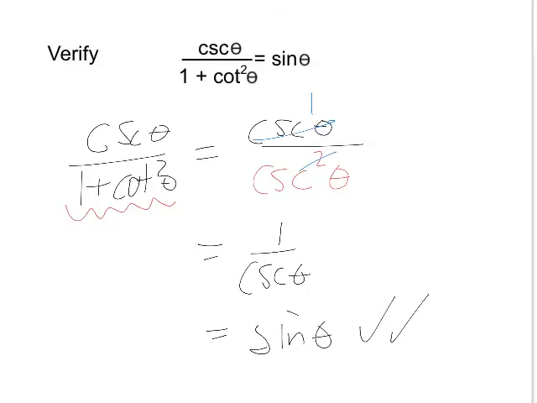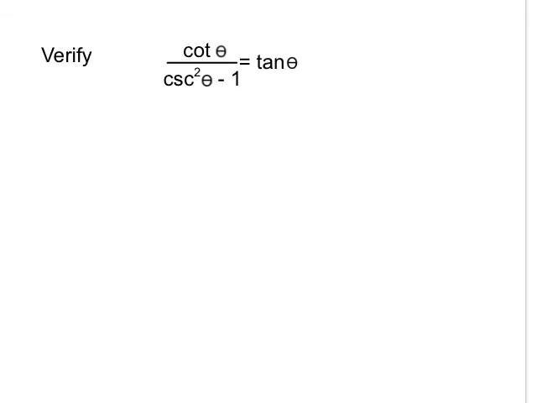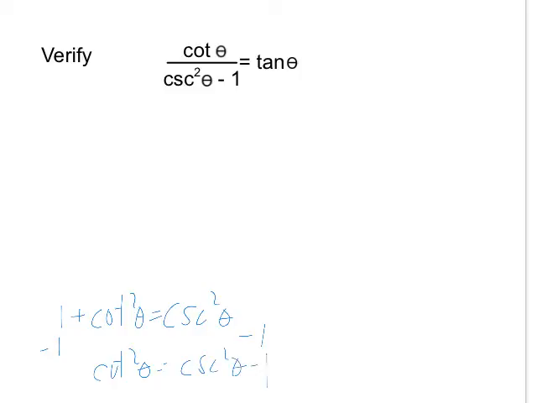And here we go. Goodness gracious, I was done. Okay, cotangent theta over cosecant squared theta minus 1. And again, if you look at your Pythagorean identities, it's listed as 1 plus cotangent squared theta equals cosecant squared theta, right? Subtract 1 from both sides so that cotangent squared theta equals cosecant squared theta minus 1. That's what I'm going to use.